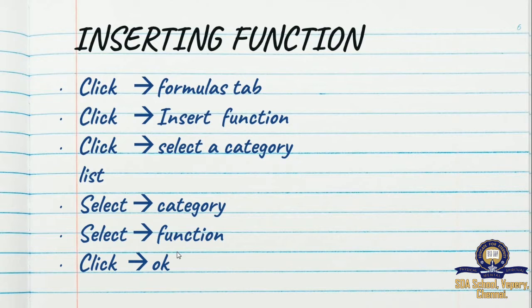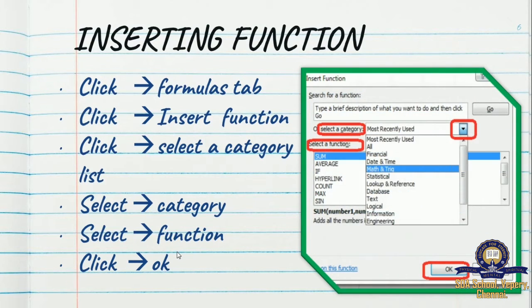Now I am going to show you what is that select category list. Look at the picture carefully. Once you click on that insert function, you will get this type of dialog box. This is your dialog box, and in this dialog box you will have to select a category first. In this drop down box you will select the function. See here, select a function.